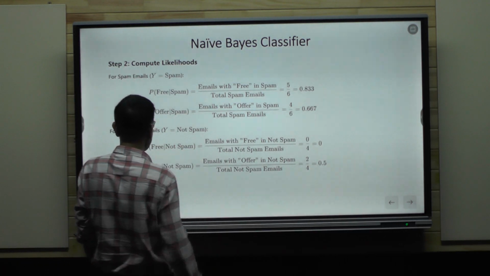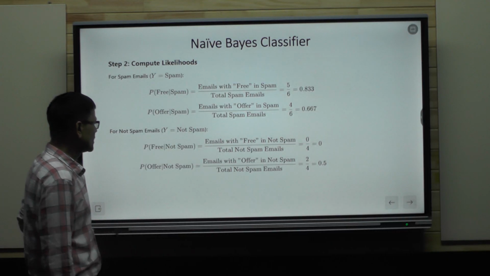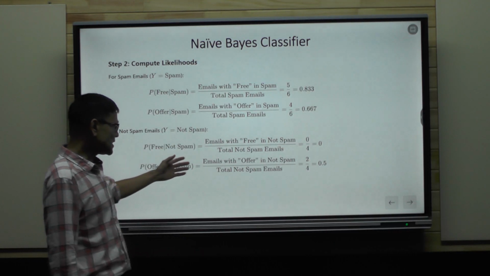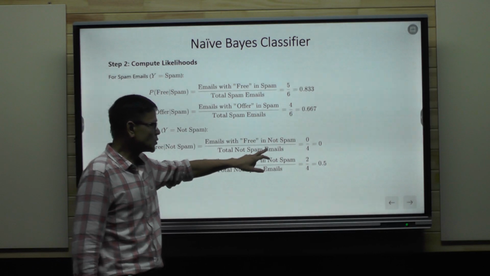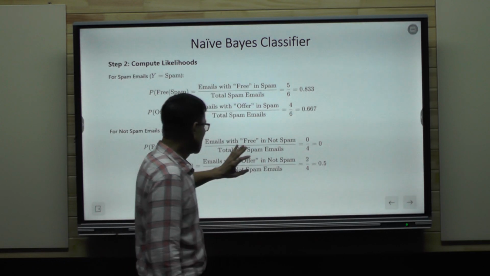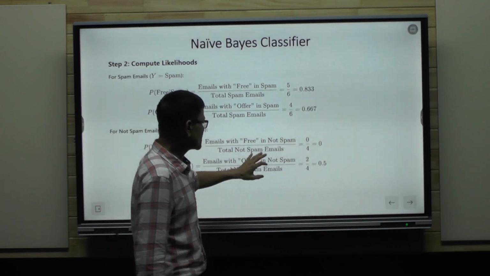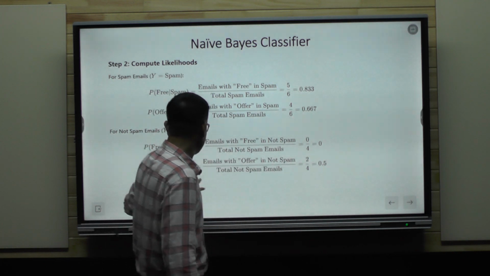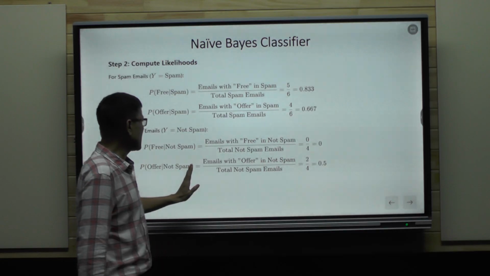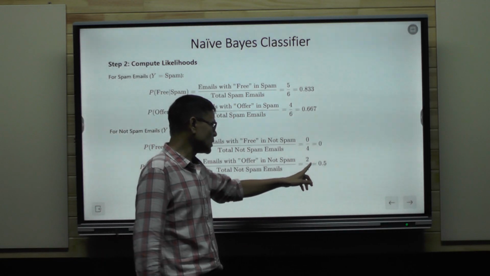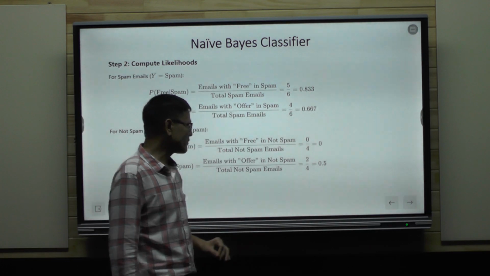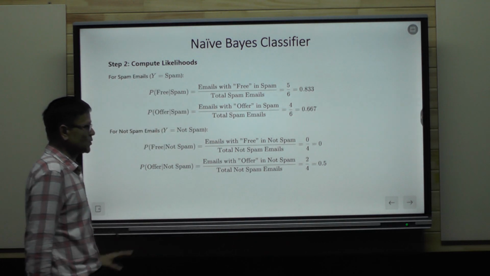For not spam email, emails with free in not spam was 0, so it is 0 upon 4. Total not spam emails were 4. Offer given not spam, emails with offer in not spam is 2 upon 4, that is 0.5. So we have calculated the likelihoods.